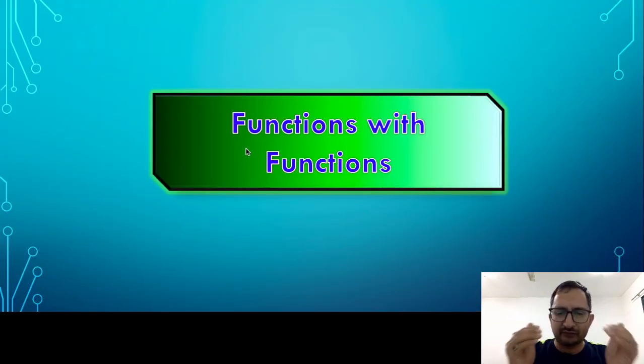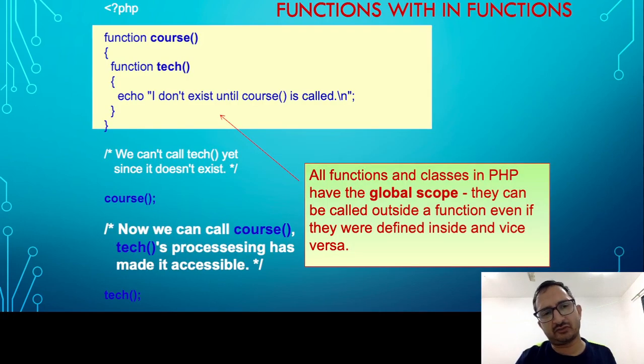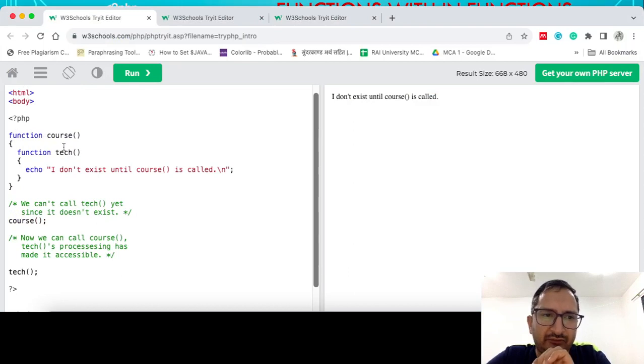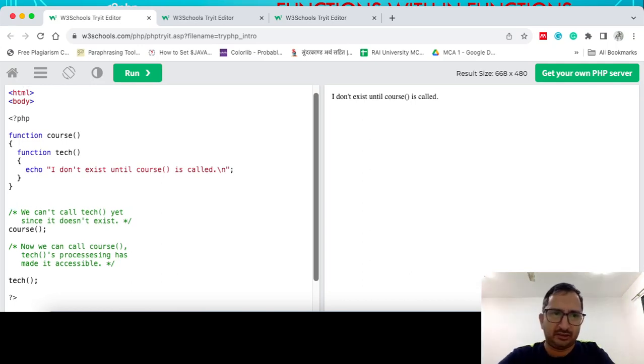Next is function within a function. There are some situations where we have to write a function within a function. See, in this example, the course function has a text function inside it. So we cannot access the text function without calling the course function. We cannot directly execute it. In this example, we have created a course function. Inside that we have a text function. Here, first we will check whether the text function can be accessed or not.